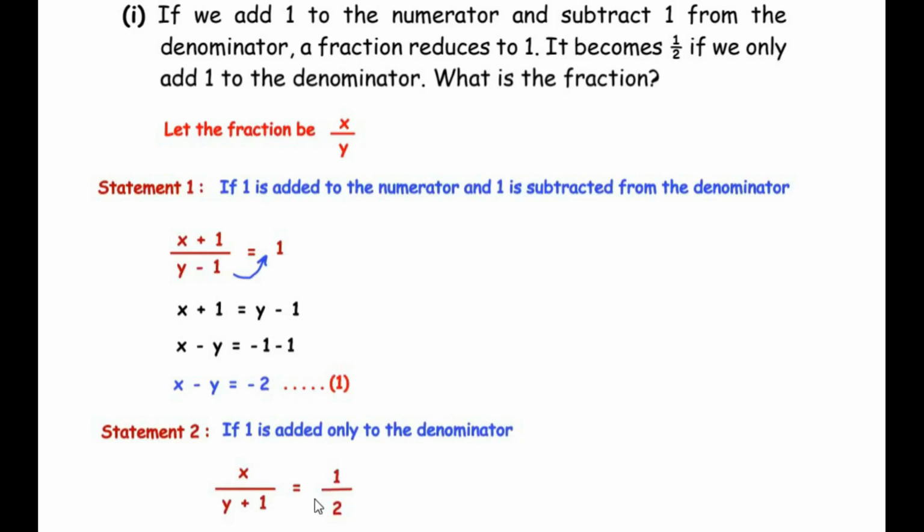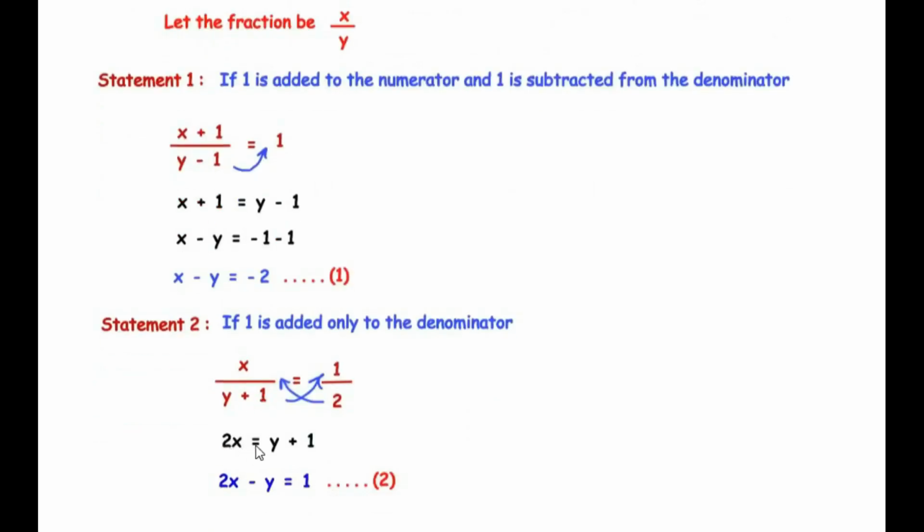Now in the next step, we are going to cross multiply, that is y plus 1 multiplies with 1 and 2 multiplies with x, giving us 2x is equal to y plus 1. Now let us take y on the left hand side. So we get 2x minus y is equal to 1. And let us consider this as equation 2. Now from the two statements we have got two equations.